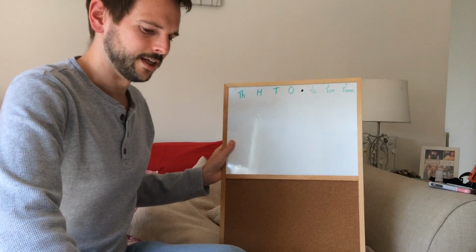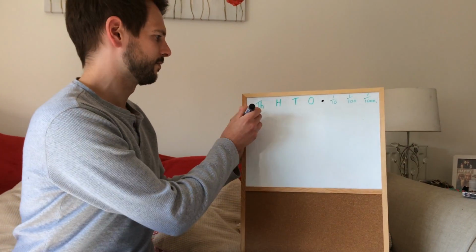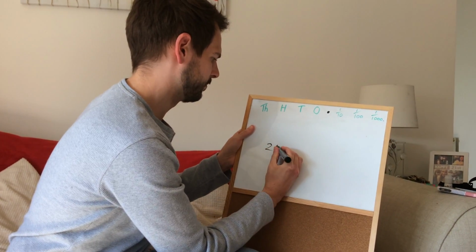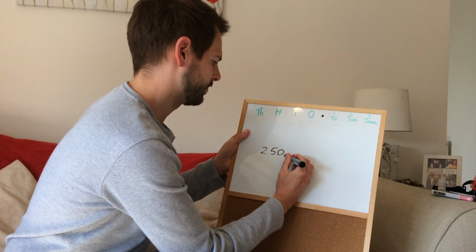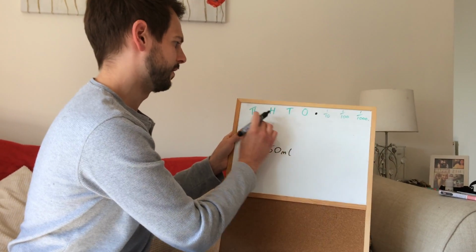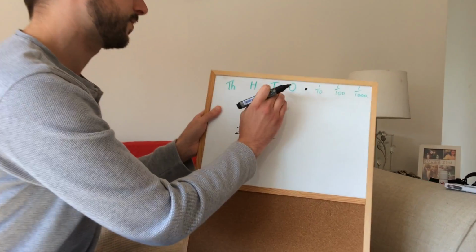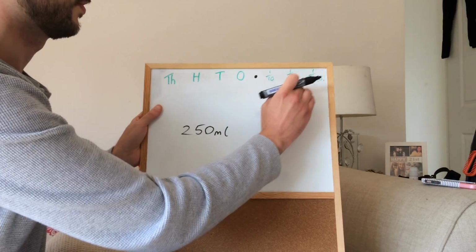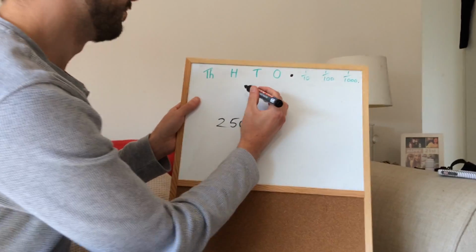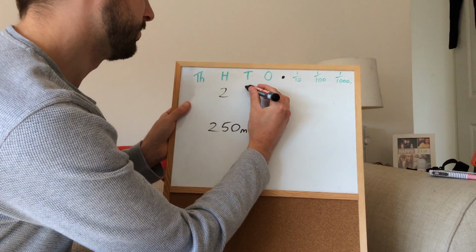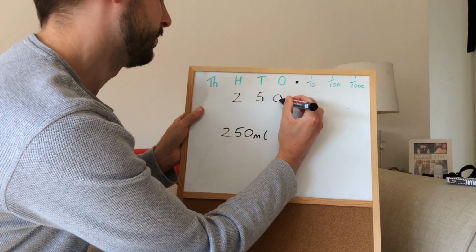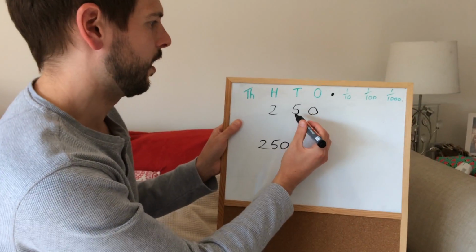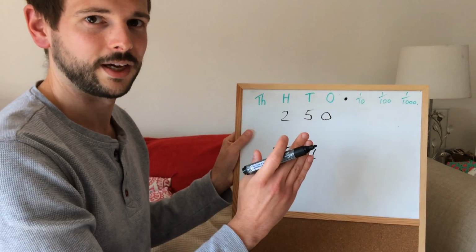So I've drawn a place value chart to help me do this. And I want to work out what 250 millilitres is in litres. So if you look, I've got my thousands column, hundreds, tens, ones, my decimal point, then I've got a tenths column, a hundredths column, and a thousandths column. I'm going to write in 250, so 2 hundreds, 5 tens, no ones. Okay? I'm going to divide by 1,000.